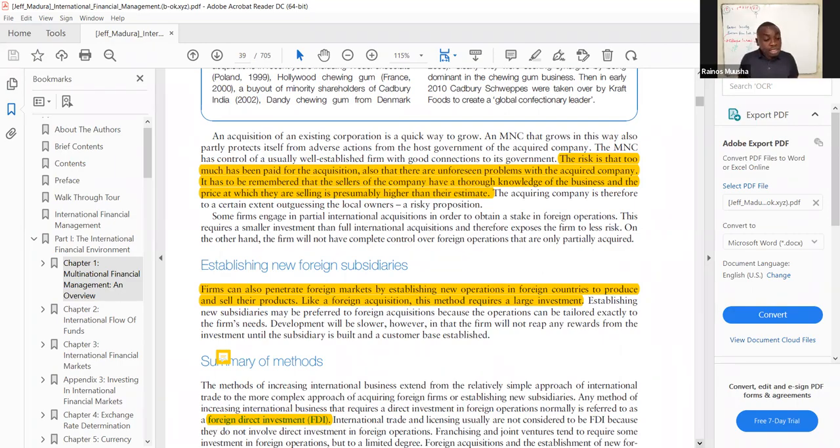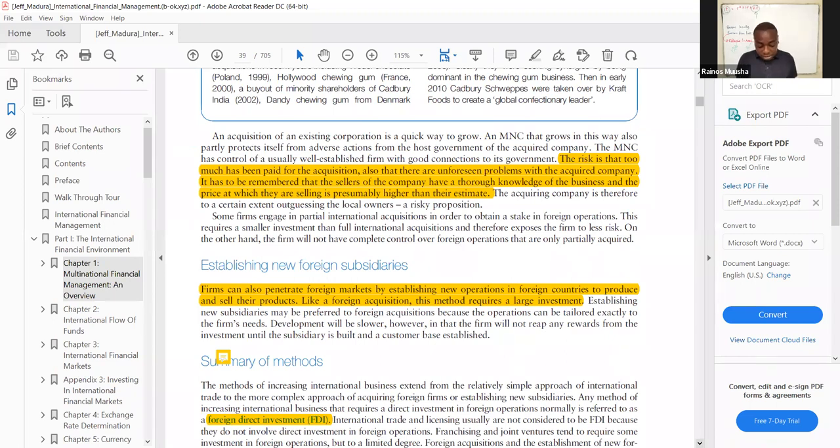So there is a lot of investment needed from the parent company. There are also quite a lot of risks, because they need to do market research, and there is no existing operation already there.